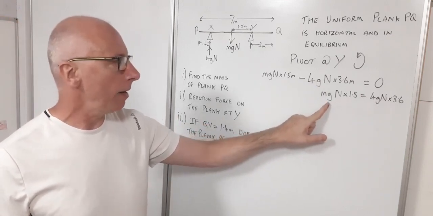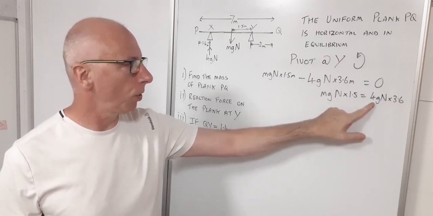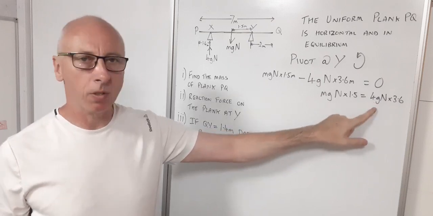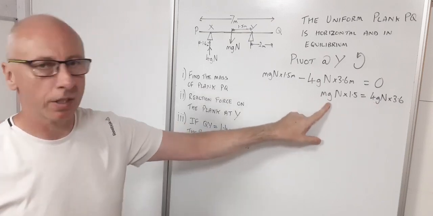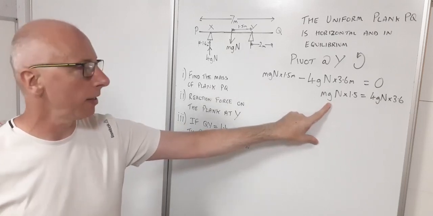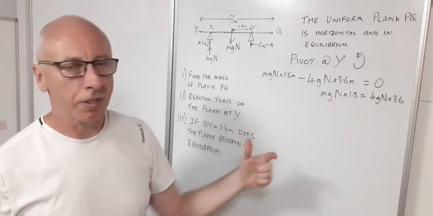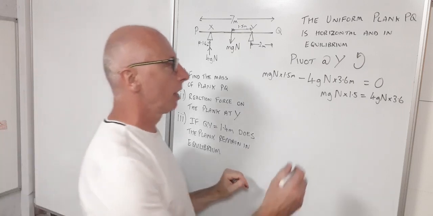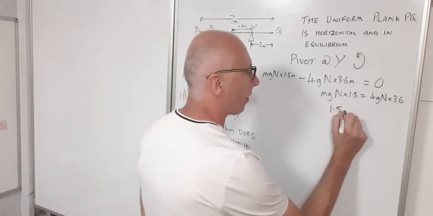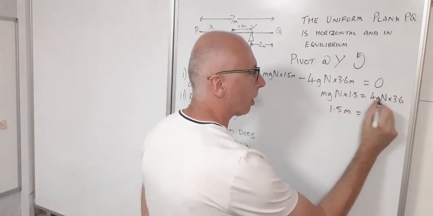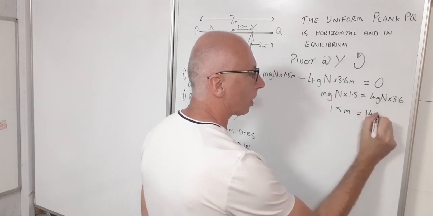Well, I've got mg, I've got 4g. Now if I divide both sides by g, I can eliminate the gravitational constant, so I don't need that. The newtons for the moment I don't need, so I can eliminate that. So now I've got 1.5m equals 3.6 times 4, which is 14.4.